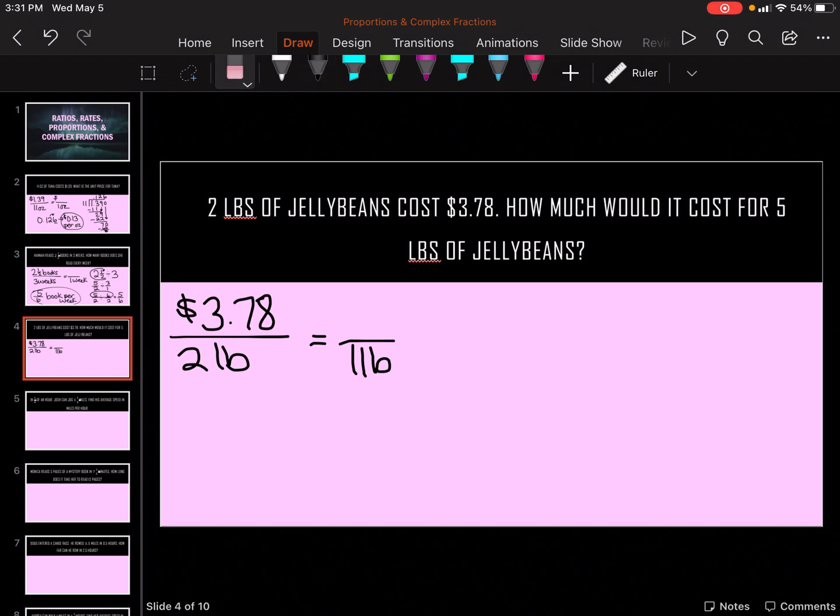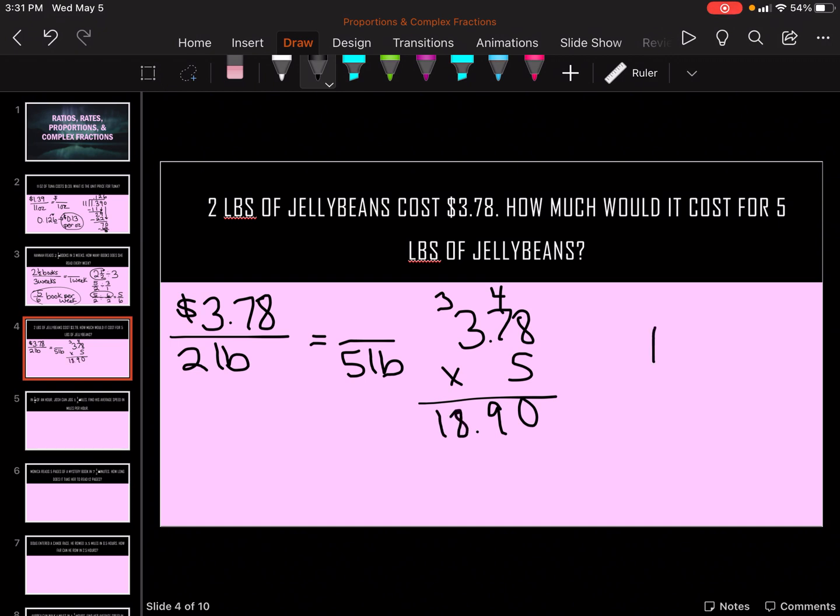Okay, so the thing is, here you can figure out the unit rate, how much is for 1, and then times it by 5, or you can just cross multiply, divide with your 5 pounds. So 378 times 5. 8 times 5 is 40. 7 times 5 plus 4 is 39. 3 times 5 is 15 plus 3 is 18. So then we got to do 1890 divided by 2.